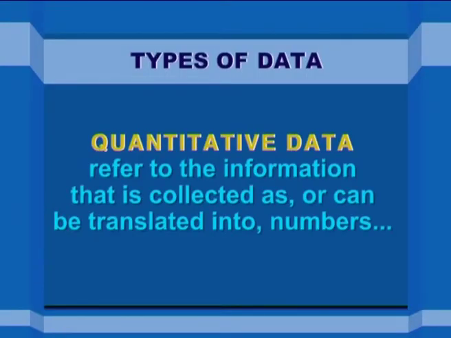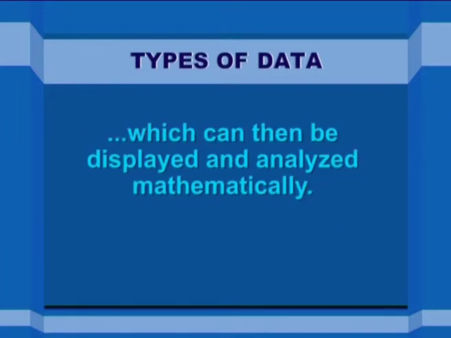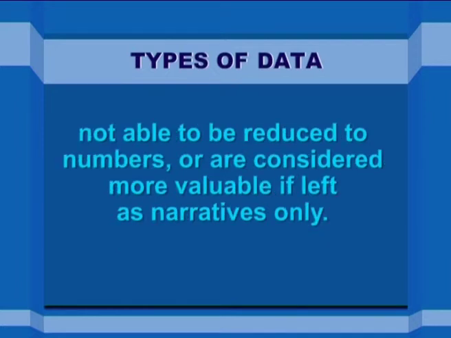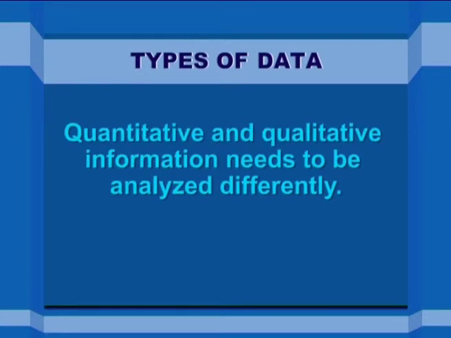Quantitative data refers to the information that is collected as, or can be translated into, numbers, which can then be displayed and analyzed mathematically. Qualitative data are collected as description, anecdotes, opinions, quotes, interpretations, and are generally either not able to be reduced to numbers or are considered more valuable if left as narratives only. Quantitative and qualitative information needs to be analyzed differently.